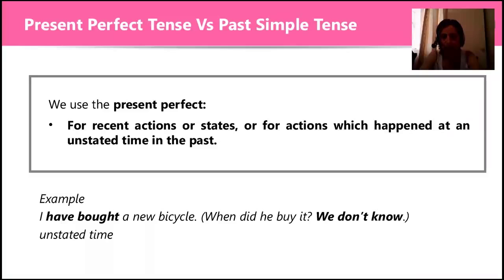As you remember, the present perfect shows an action or a state which happened at an unstated time in the past. We don't exactly know when, but the result is definitely there. For example, I have bought a new bicycle. I don't say when. I bought it yesterday, I bought it 2 weeks ago. When did I buy it?